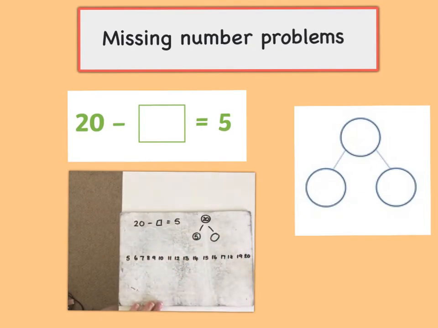Now I've drawn my empty number line again to help me. I've started at 5 because I know that's my lowest part and I'm going to count on until I get to 20. 1, 2, 3, 4, 5, 6, 7, 8, 9, 10, 11, 12, 13, 14, 15. So my missing part is 15. I can't quite fit it in my square there.